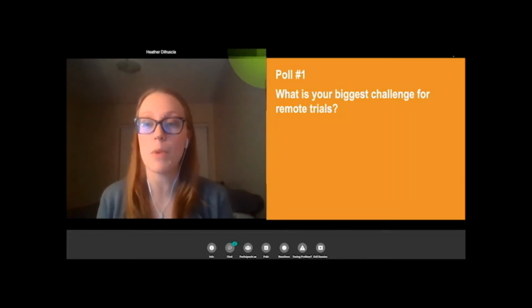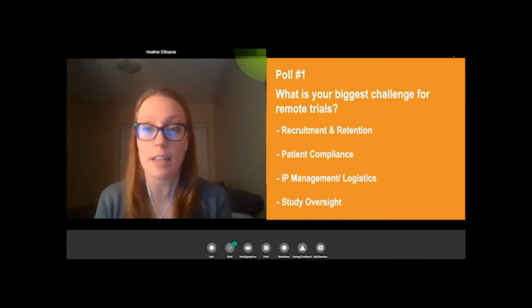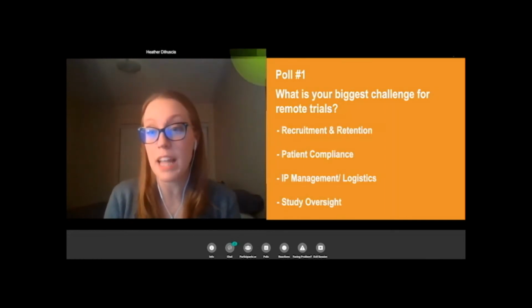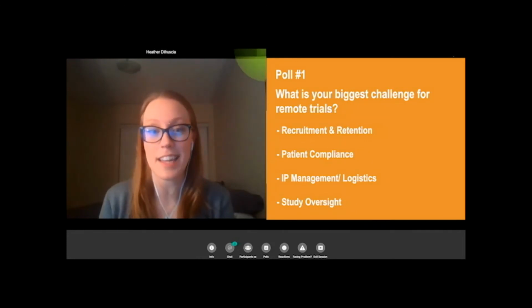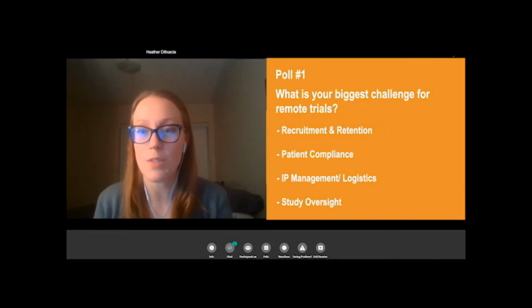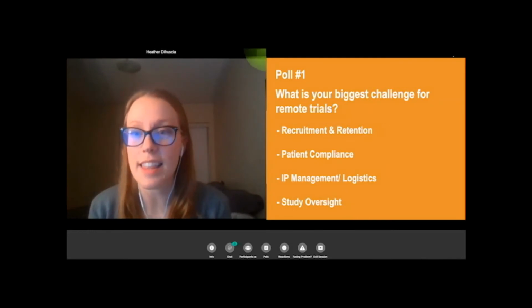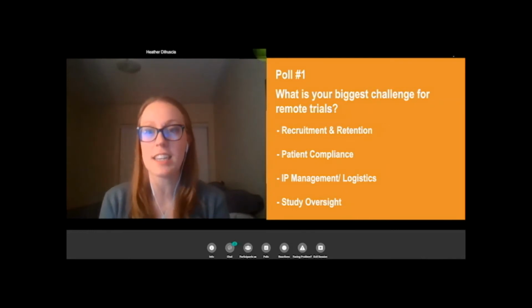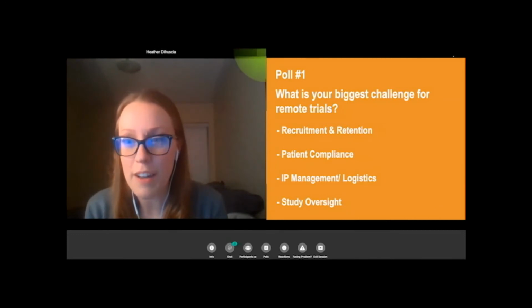And in both cases, we have 4 different options: recruitment and retention, patient compliance, IP management and logistics, as well as study oversight. So let's take a look at our first set of results, which is for our remote trials. So here we can see that IP management and logistics is definitely a top vote, about 45%.